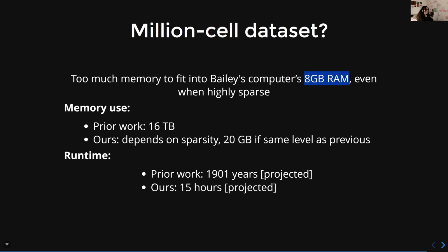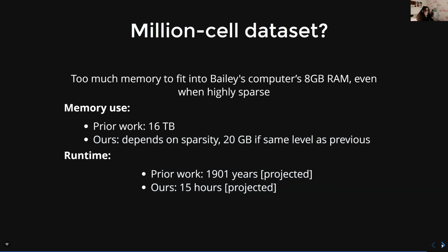On millions of cells data sets, prior work will need 16 terabytes of memory. We still need 20 gigabytes. This can be addressed. I mean, it's not the end of the world. We will need a very powerful machine that we don't have at the moment, or we will need a parallel implementation that we didn't do, but it's very achievable. And this will be the runtime. Okay.